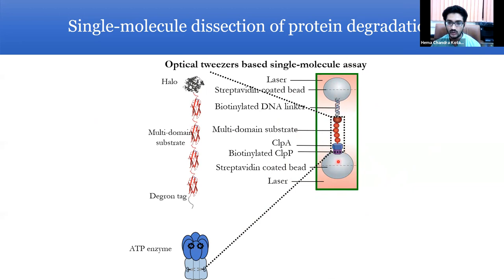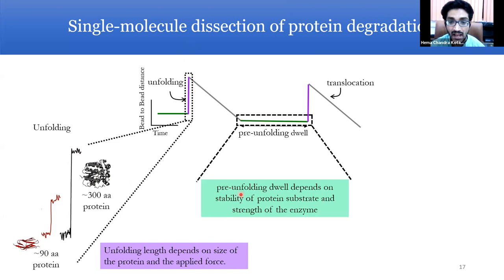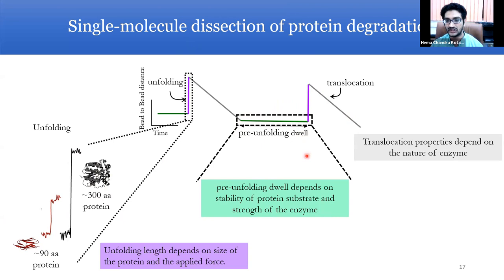From these assays, we get three kinds of information. One is based on unfolding: we can determine how much of the protein has been unfolded. And based on the pre-unfolding dwell, we can say how stable the protein is, how much time the enzyme takes to unfold. This is determined by both how efficient the enzyme is and how stable the protein is. And then translocation clearly tells us how fast the enzyme moves on the substrate.